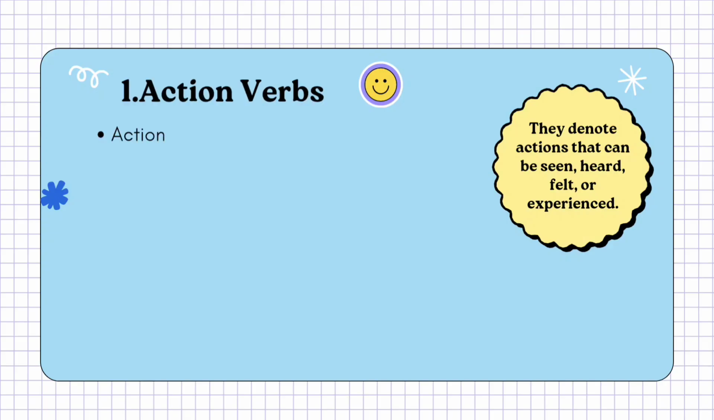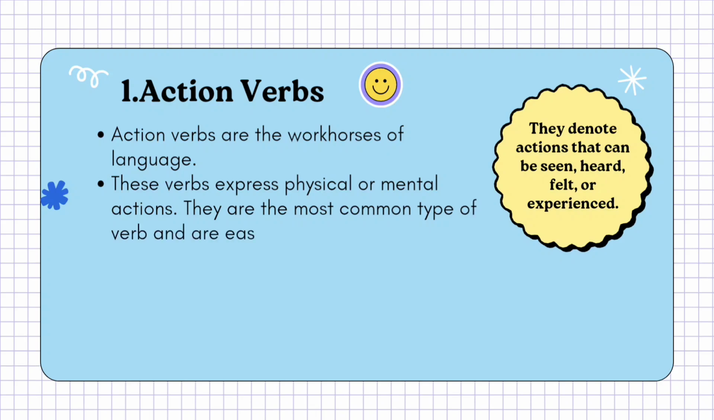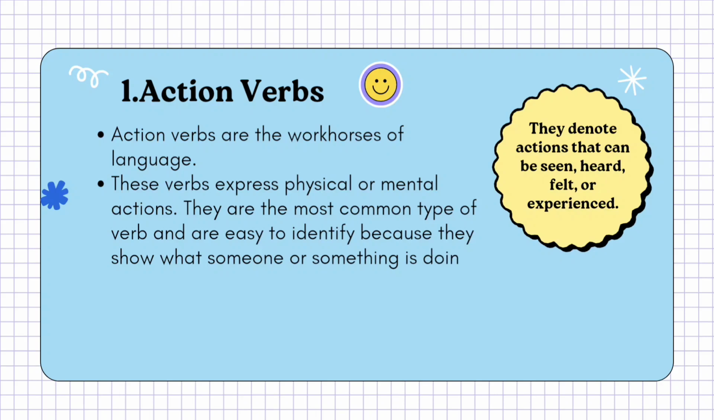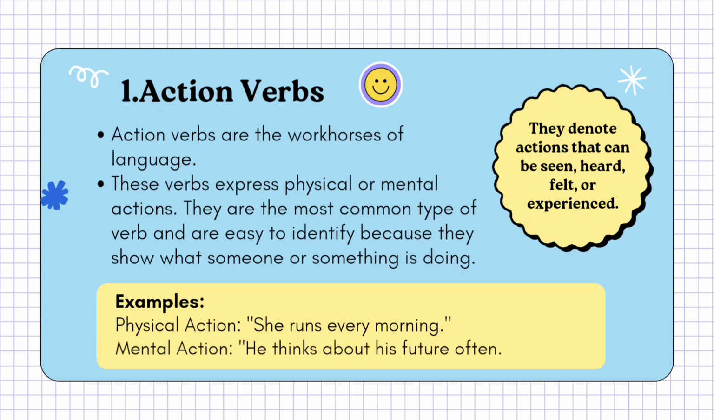Action verbs. Action verbs are the workhorses of language. These verbs express physical or mental actions. They are the most common type of verbs and are easy to identify because they show what someone or something is doing. Examples: physical action. She runs every morning. In this sentence, runs is an action verb showing what she is doing. Mental action. He thinks about his future often. Here, thinks is an action verb indicating a mental process.